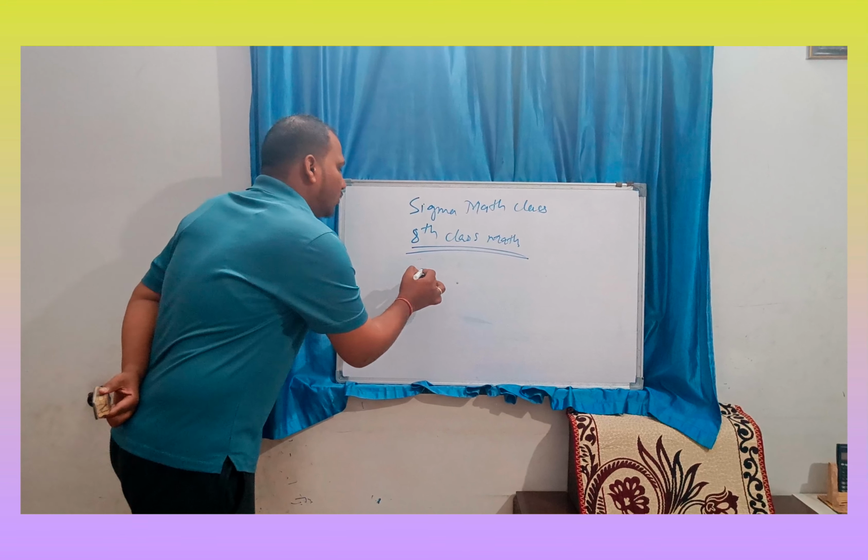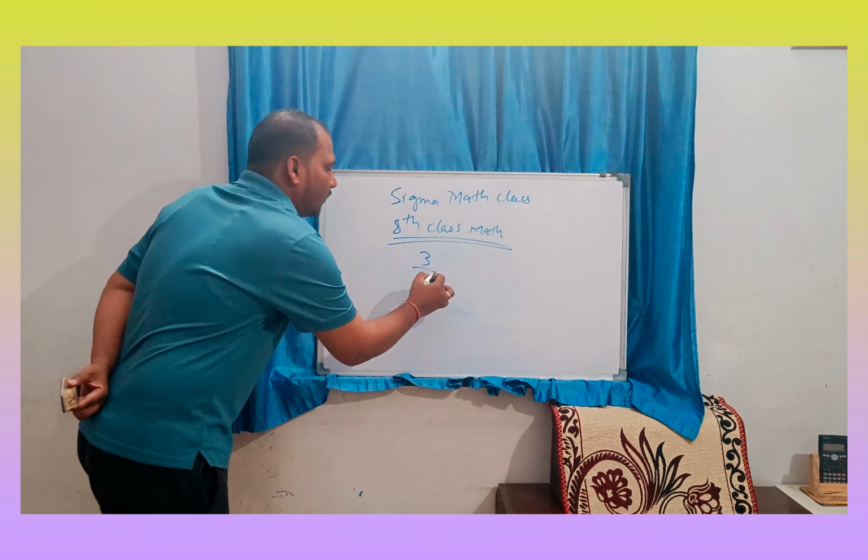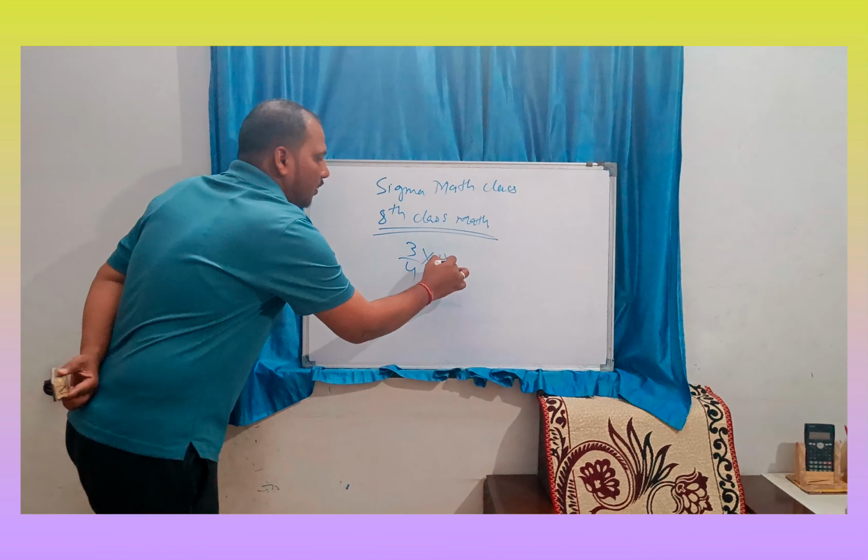Next, percentage. Percentage means divided by 100. What is the percentage of 3 divided by 4? This kind of question is asked here, and you get the score. Then one more important scoring part.